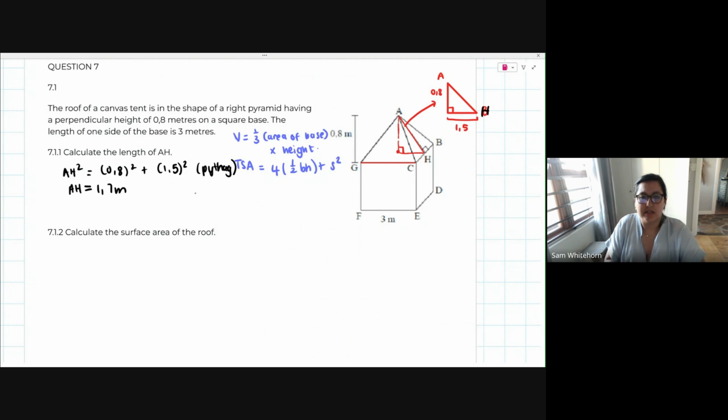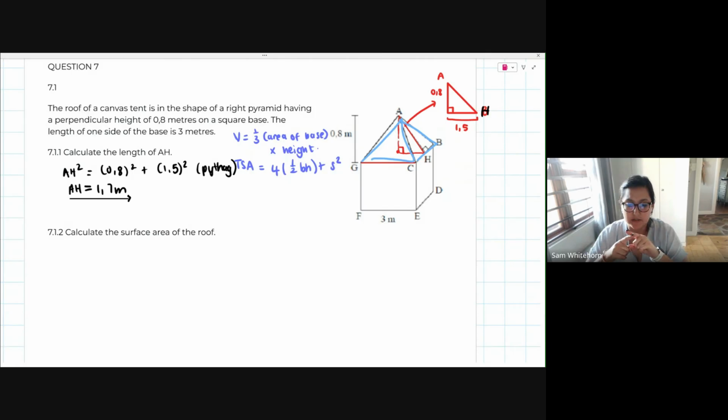Right, once we have our slant height, obviously that's quite useful for us because when it comes to working out the surface area, very useful. So now the next question is asking, calculate the surface area of the roof. Now, I hope you can all agree with me that we are not going to include the square base of this pyramid. That is not part of my total surface area. The only thing I need to calculate is the area of these triangular faces of my pyramid.